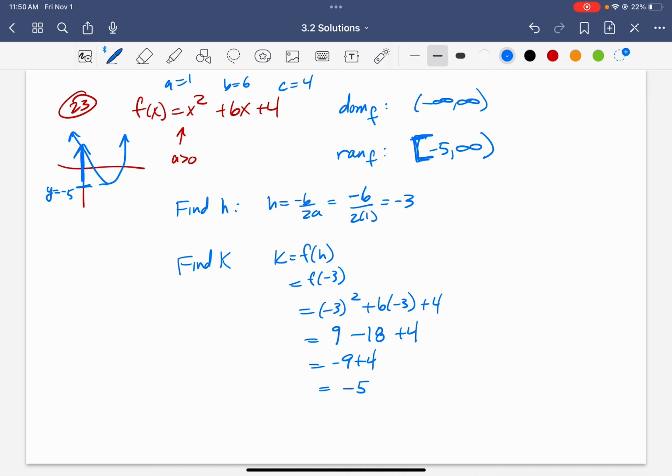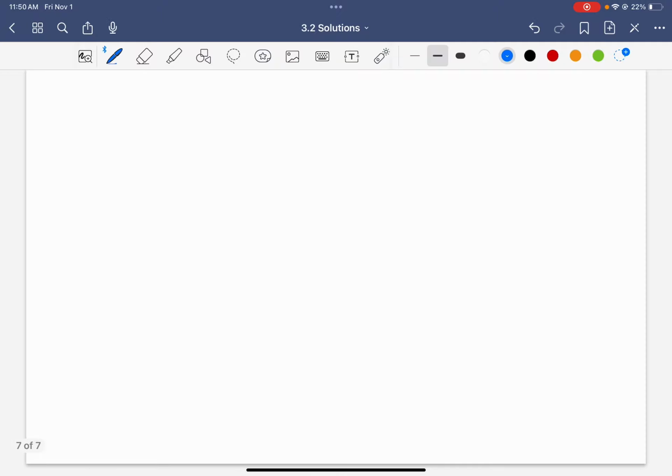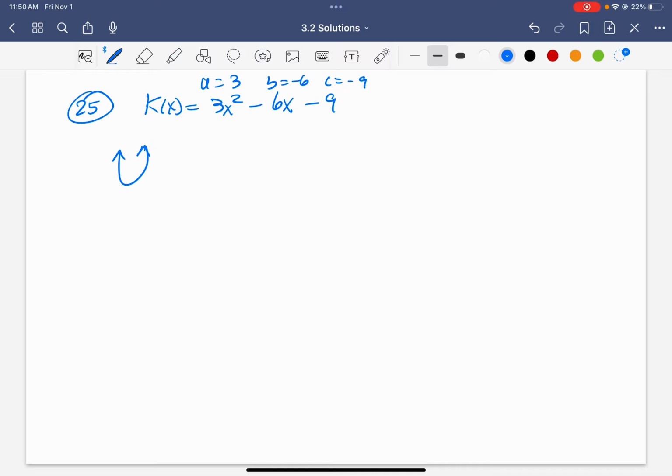25 is the same sort of thing. K is equal to 3x squared minus 6x minus 9. A is 3, B is negative 6, C is negative 9. I know it opens up, got a vertex, and so the range is everything above it. The great thing is that the domain, because it's a polynomial, is all real numbers. I have to go find the range. To do that, I'm going to find h, and I'm going to find k.